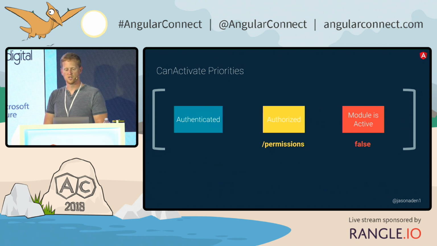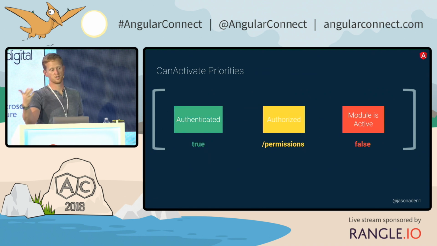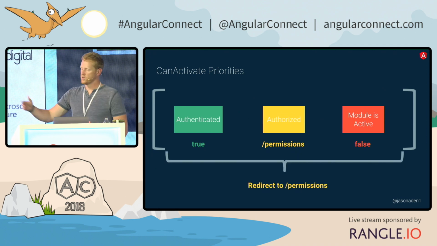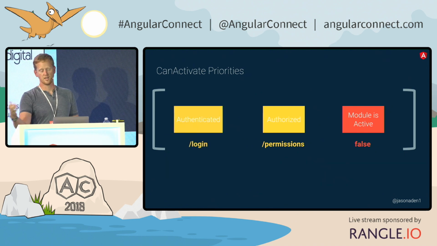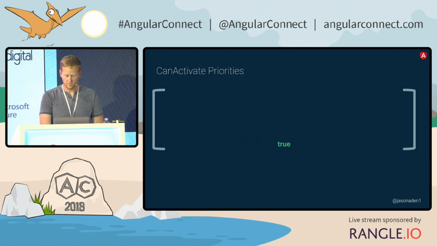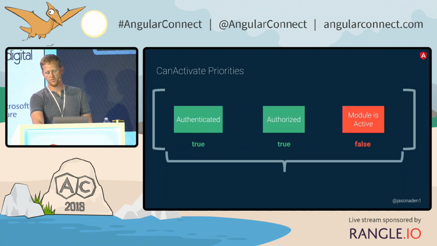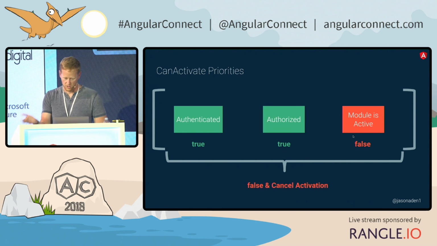But let's say authorized returns a redirect to /permissions. Well, authenticated still hasn't returned, so we're going to make sure that authenticated returns. If it returns true and says, yes, you're authenticated, but no, you don't have authority, we're going to redirect you to /permissions. Similarly, if authenticated instead returned login, that's the highest priority. We're going to redirect you to /login. And if, just as was prior, the last one returns false and the earlier returns true, we're just going to cancel out the navigation.